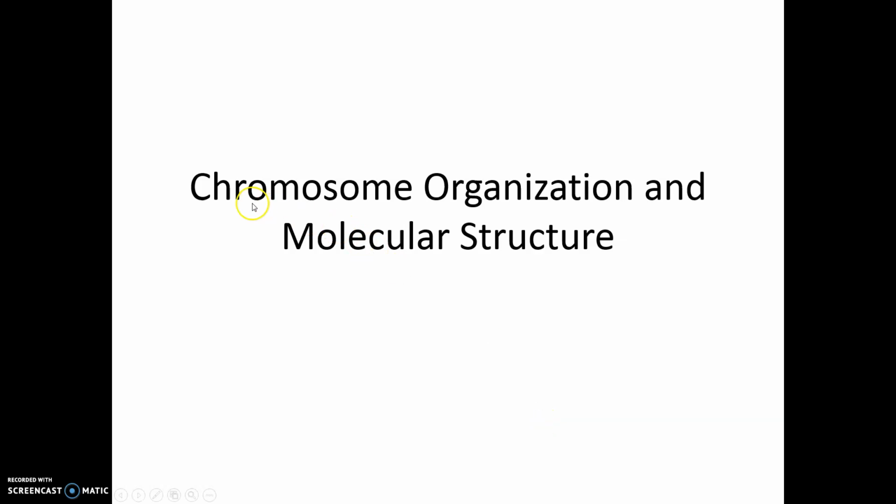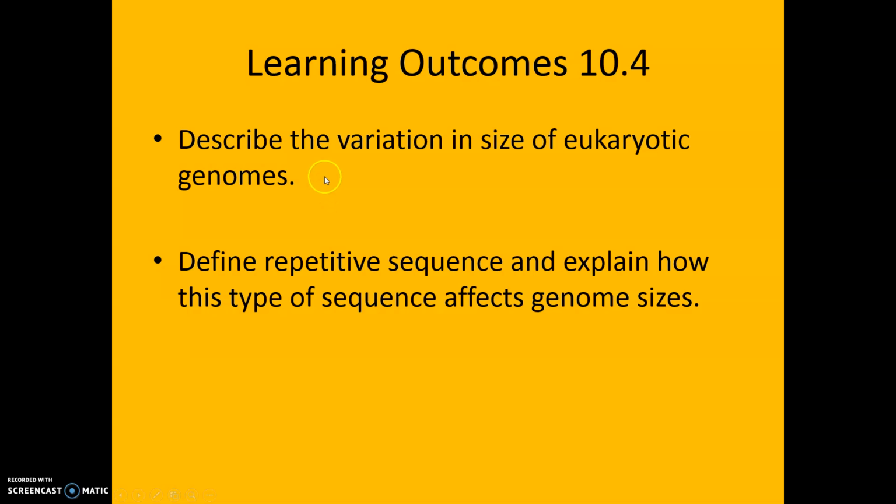All right, welcome back to part 3 of Chromosome Organization. Here we are going to talk about the variation in the size of eukaryotic genomes, and we'll also start to talk about repetitive sequences that we find within them.